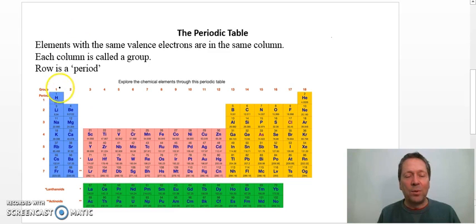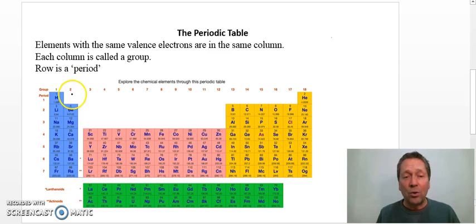So, for example, hydrogen has one valence electron, that's one electron in its outer shell. Lithium has one electron in the outer shell. Sodium has one electron in the outer shell. All the elements in group 1, that's this first column, have one electron in the outer shell. So the chemical characteristics are kind of the same.